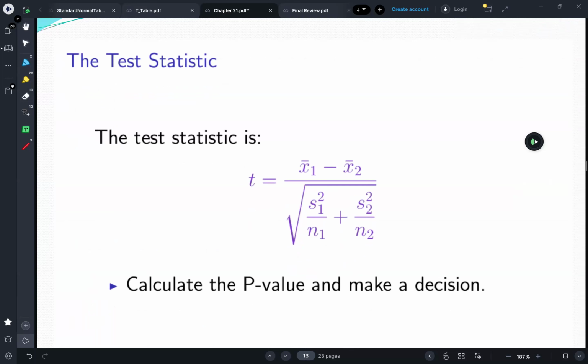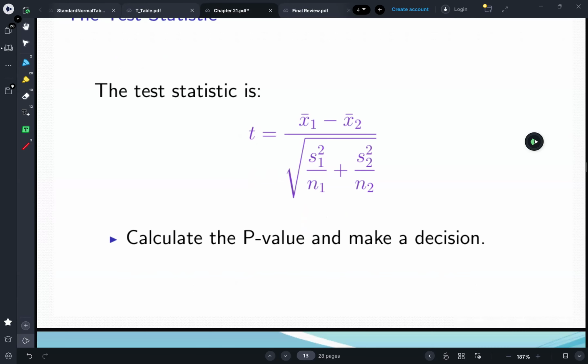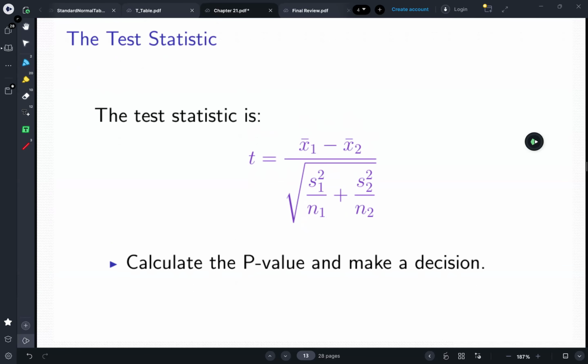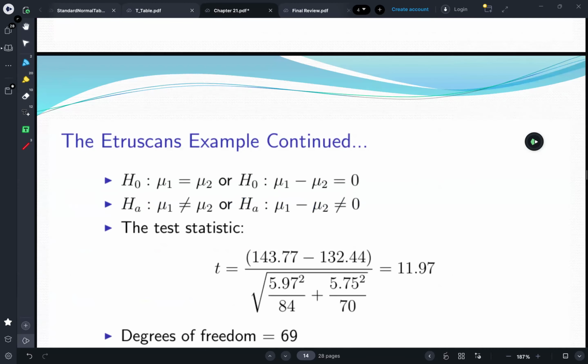Again, for degrees of freedom, take the smaller of the n and subtract 1, and you calculate the test statistic. So step 1 is the null and alternative hypothesis. Step 2, calculate the test statistic. Step 3, get the p-value. And step 4, make a decision based on the alpha. And our alpha is usually 0.05. Usually, it can be anything, but in most tests, it's 0.05.